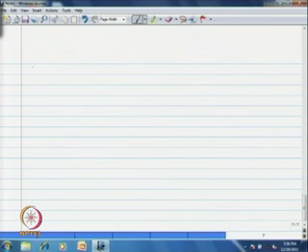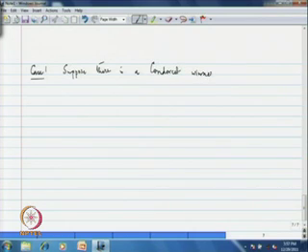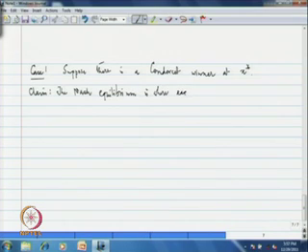So, we shall start with the first case, case 1. Suppose there is a Condorcet winner, say x star. Now, to show that there is a Nash equilibrium in this case. My claim is that the Nash equilibrium is where each of the two candidates chooses x star. This is a Nash equilibrium.